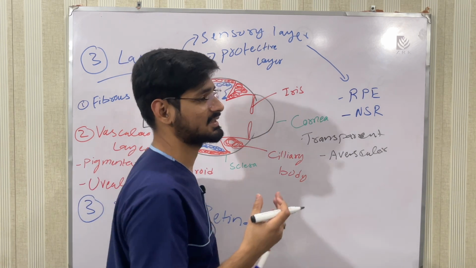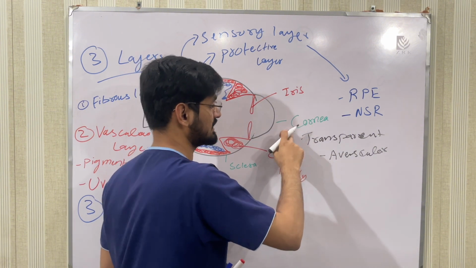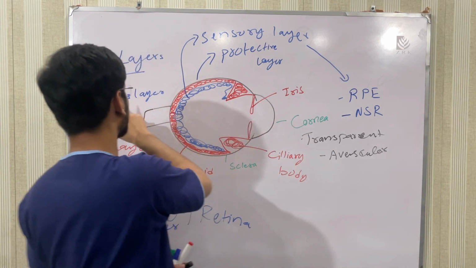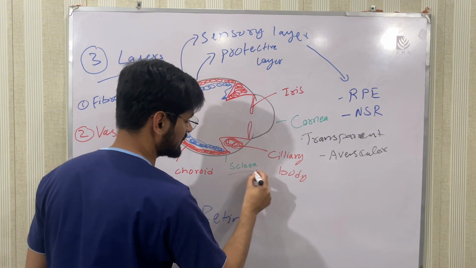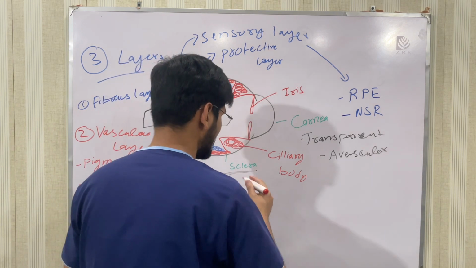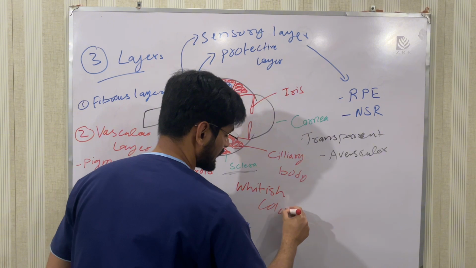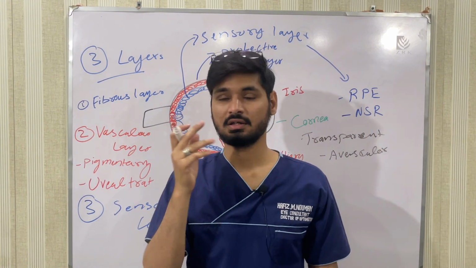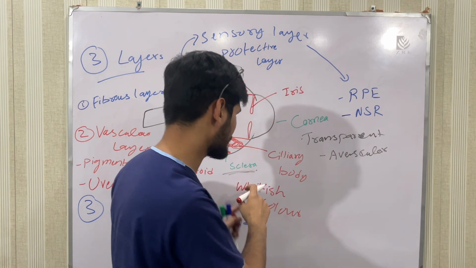Where the cornea gets its nutrition, we will discuss in further lectures. But cornea is avascular, a transparent structure, and a part of the protective layer, also called the fibrous layer. The second portion of this layer is called sclera. What is the color of sclera? Sclera has a whitish color. If I move my eye here and here, you can see the whitish part in my eye. This whitish part is called sclera.